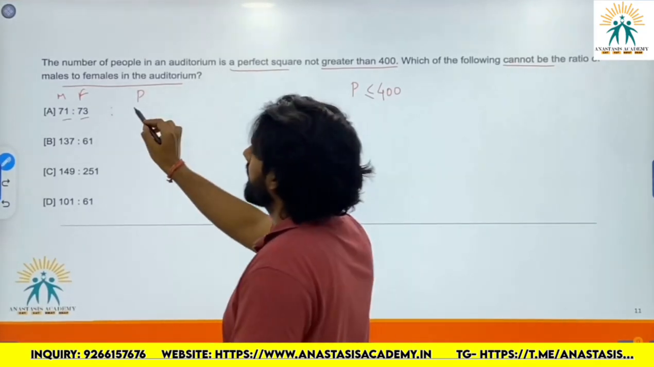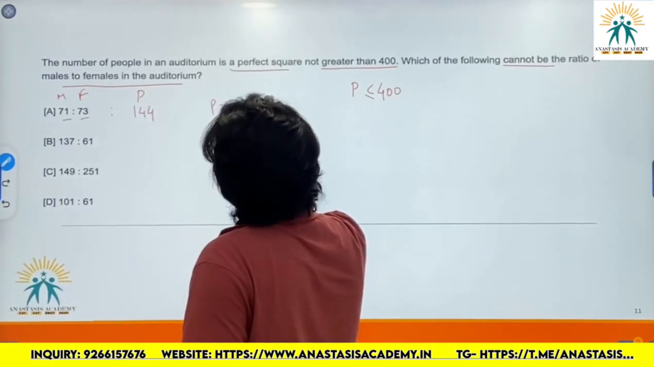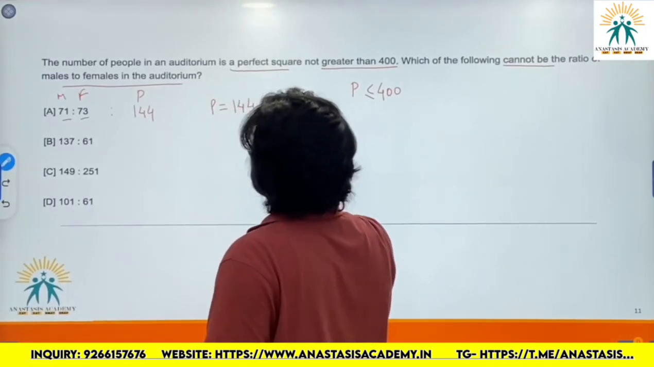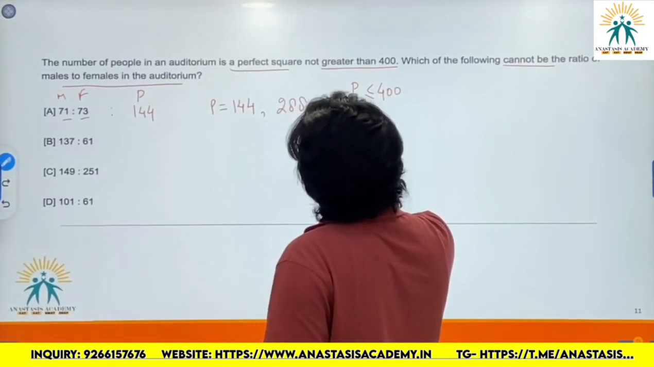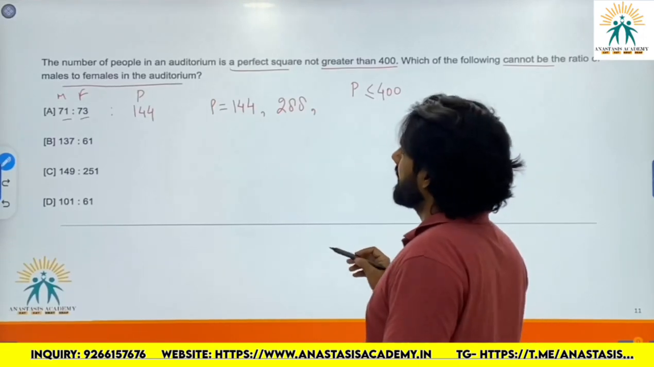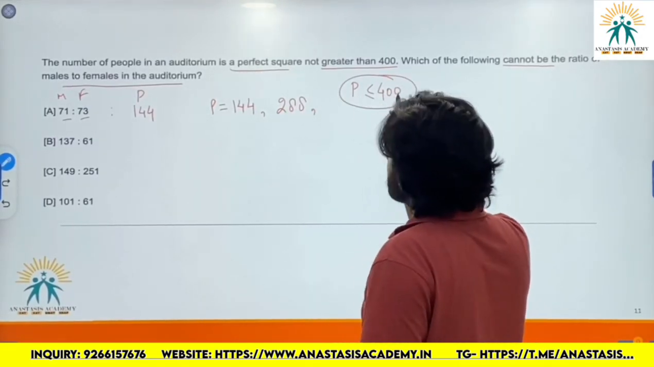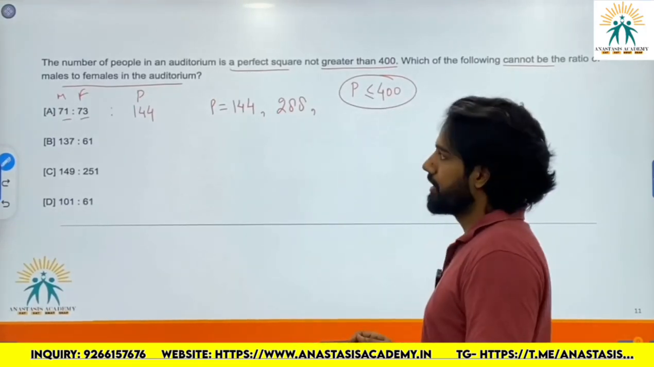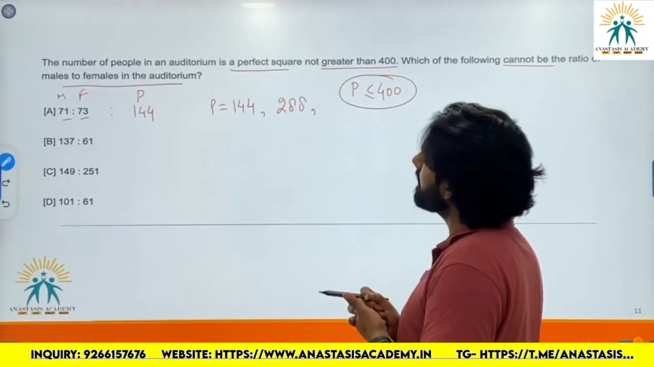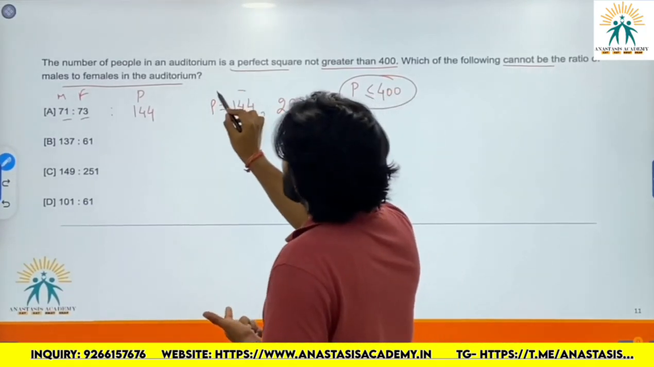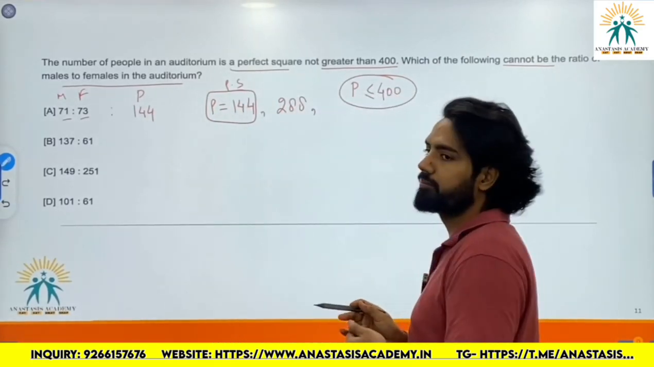a multiple of 144. It can be 144, the second multiple 288, and the third multiple would be greater than 400. Because the number of people is not greater than 400, I am taking these two multiples. So can it be the ratio of males and females? Yes, because I am getting 144 here, which is a perfect square and which is less than 400.